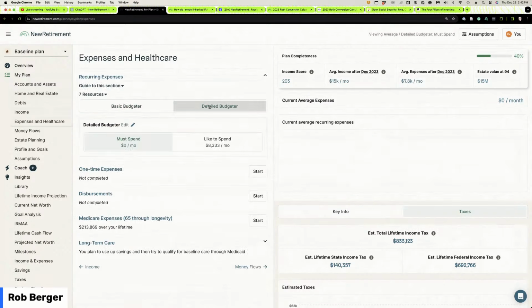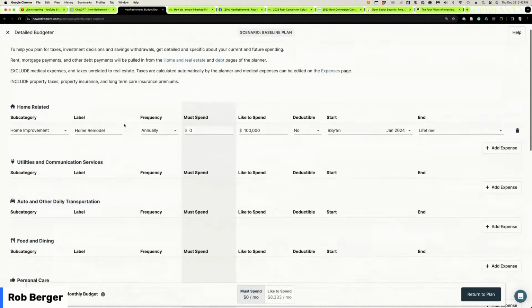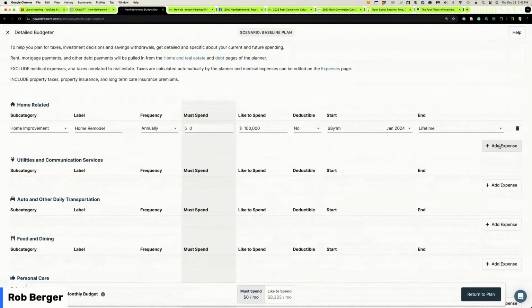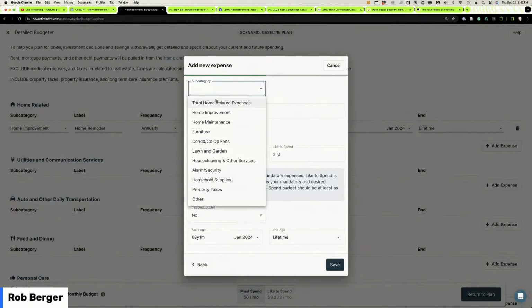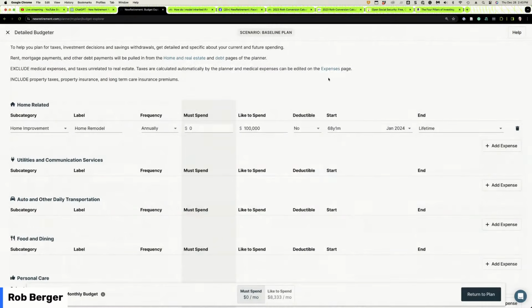You can also do a detailed budgeter, which is this. And let's add, it probably offers a subcategory, yeah, property taxes. So the benefit of drilling down like this and creating all these subcategories for your budgeting, well, one would be maybe it helps you not miss anything, right? But the other thing you can do is distinguish between must spend and like to spend, right?